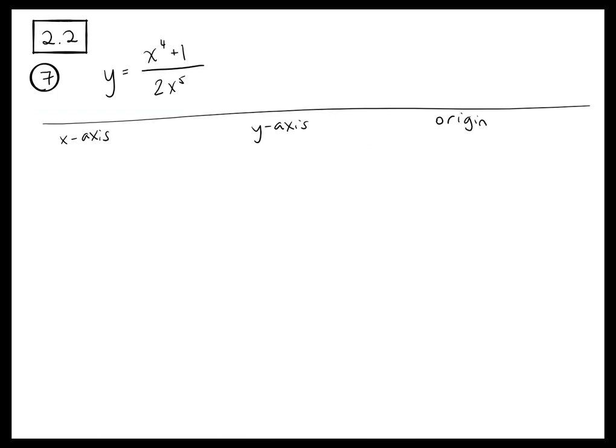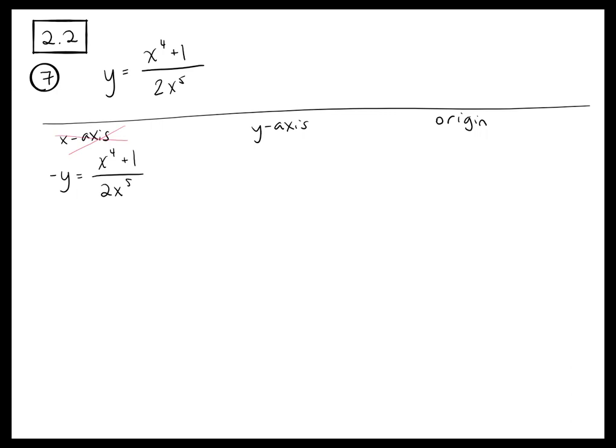Alright, checking for all the symmetries for question number 7, we're going to start off with doing the x-axis symmetry by plugging in negative y. And here, the right hand is exactly the same, but the left hand isn't. So this does not have x-axis symmetry.